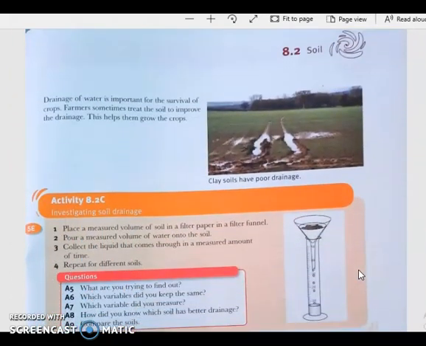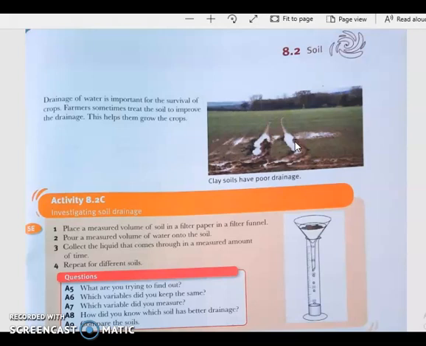Okay. Next, the drainage of water is very important for the survival of crops. So farmers sometimes treat the soil to improve the drainage. By mixing sand into the soil they can improve the drainage, and this helps them to grow the crops. Here we can say that the clay soil is holding water for a long time. Why? Because the air spaces are very few, so they can hold water for a long time, and that's the reason why it has poor drainage. The air spaces between the particles are very few, so the drainage system will be very poor.